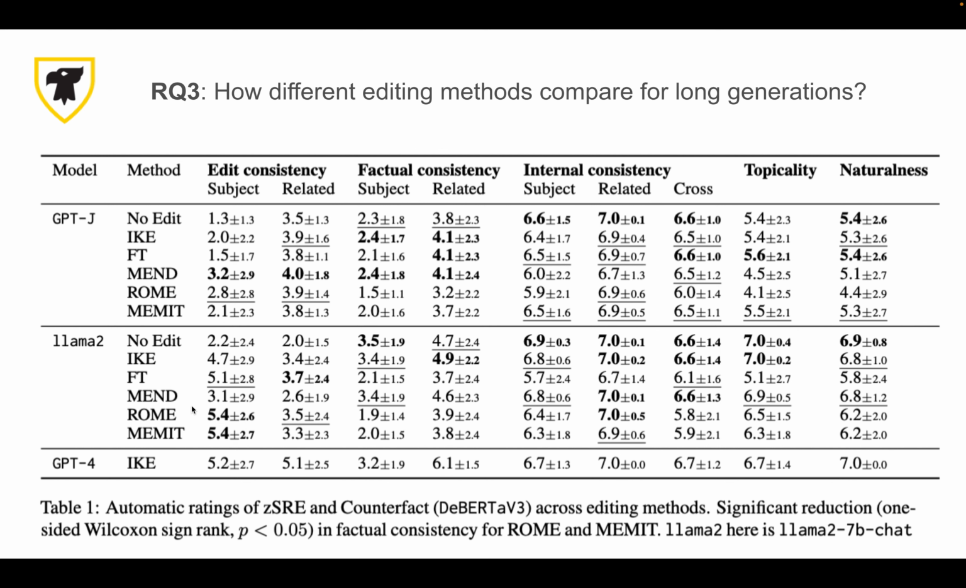What we found was that while methods like LEME and MEMIT, which perform well on our standard short form evaluations, don't perform as well for other measures like factual consistency, such as whether other unrelated ground truth properties are true, and internal consistency. For example, whether the knowledge in the passage contradicts itself.